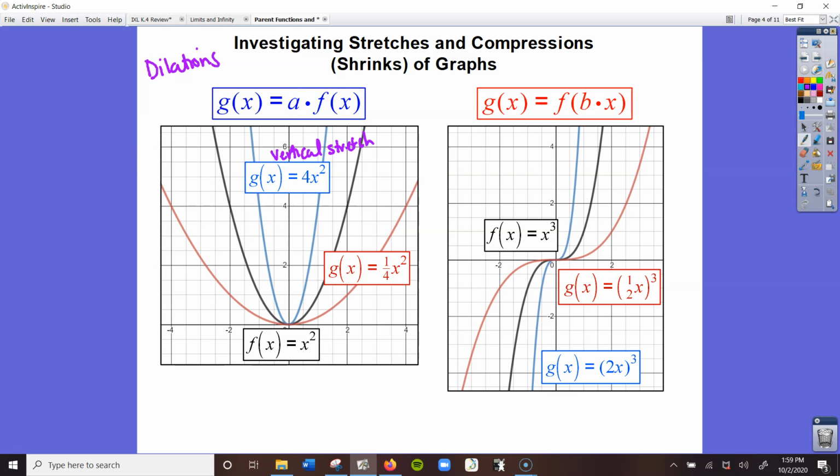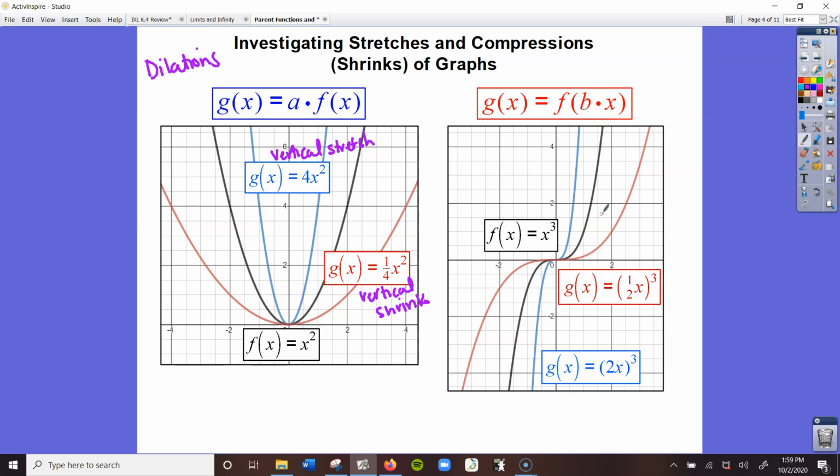And you can see that it's as if I took my parabola and I pulled at it vertically, making it skinnier. Versus the one in red, we have 1 over 4 x squared. When you have a fraction, fractions are division. So this means that I would take my y values and divide by 4. And if I'm dividing, those y's will get smaller. So that's an example of a vertical shrink.